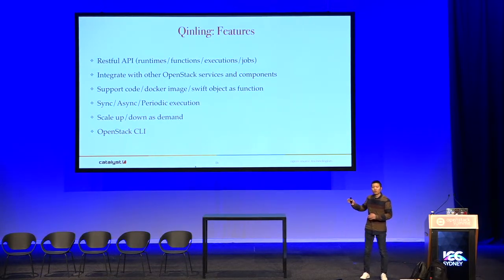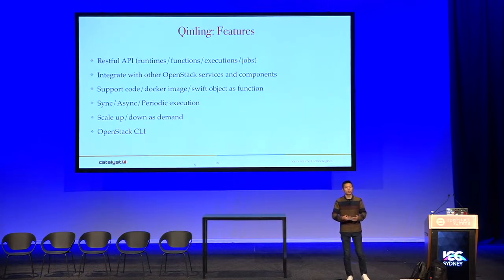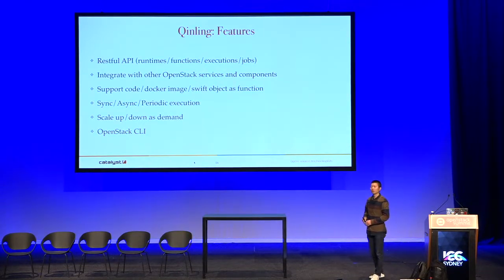Additionally, Qinling can scale up or scale down the function according to the amount of requests that your function receives, which means you don't need to care about, for example, the example I mentioned just now, Christmas, the public holiday, when there are huge requests to your function. And finally, we provide a unified OpenStack command line interface to talk to the service.